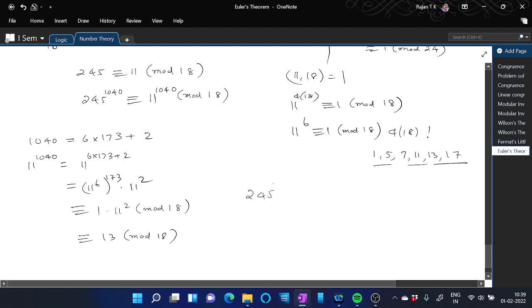Hence 11 raised to 1040 mod 18 is congruent to 13 mod 18. Hence the remainder is 13.